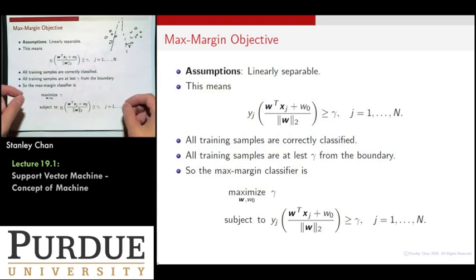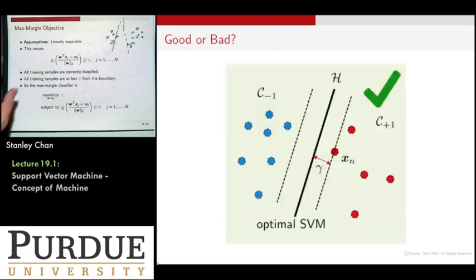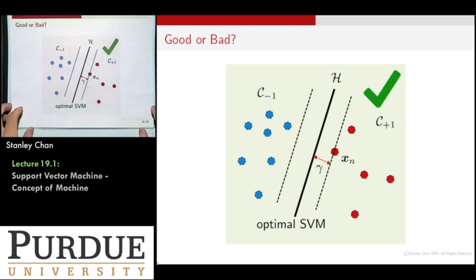Okay? So this constrained optimization problem is the support vector machine problem. If you solve this problem, you will get the support vector machine solution. That will be the max margin solution. That would be the most robust solution as far as the linear classifiers are concerned. So let me draw you a few pictures to make sure that you understand what I mean by max margin solution.